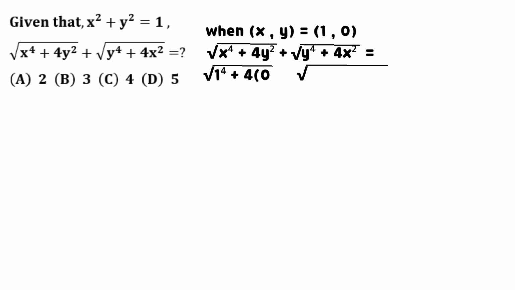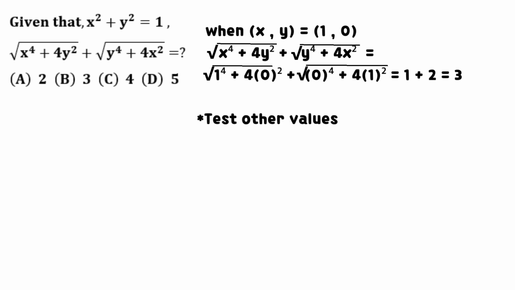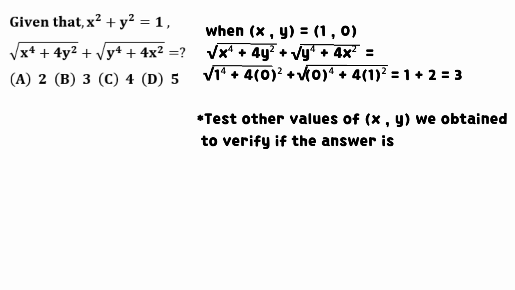When x and y equals 1 and 0, respectively, the sum of the square root of x to the power of 4 plus 4 times the square of y, and the square root of y to the power of 4 plus 4 times the square of x equals, substituting values, the sum of 1 and 2 equals 3, as shown on the screen. Test other values of x and y we obtained to verify if the answer is 3. Therefore, the correct option is B.